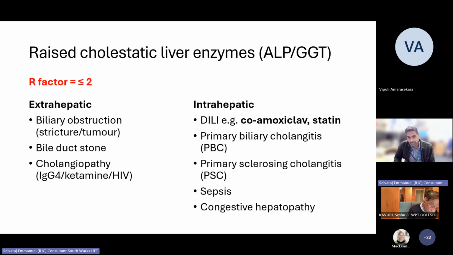And then there are non-liver causes: infections, sepsis, congestive hepatopathy. If you've got right-sided heart failure and congestion within the sinusoids of the liver, that can raise your ALP as well. This is what we used to call cardiac cirrhosis back in the day. We're seeing a lot more of that as well, with pressure from the right side of the heart.